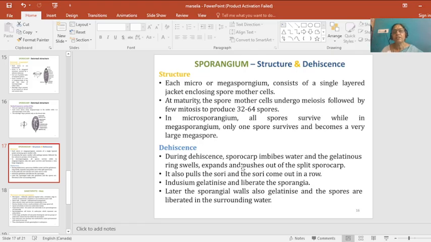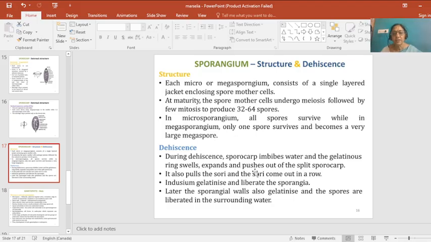If you see the structure, each micro or megasporangium consists of a single-layered jacket enclosing the spore mother cells. At maturity, these mother cells undergo meiosis and a few mitoses to produce 32 to 64 spores. In the microsporangium, all spores survive, while in the megasporangium only one spore survives and becomes a very large megaspore.